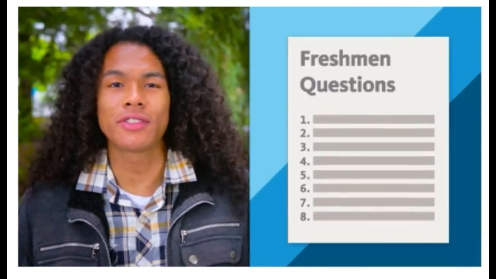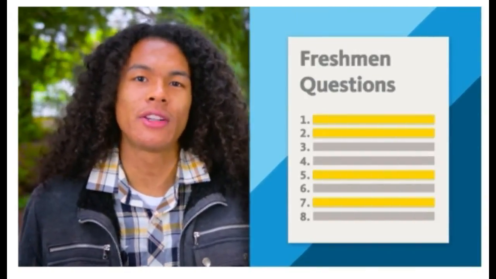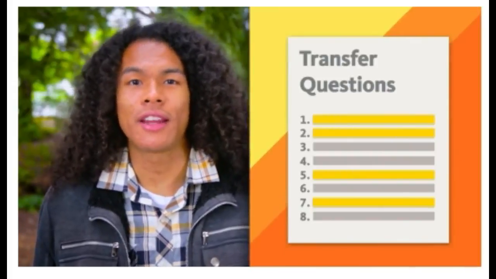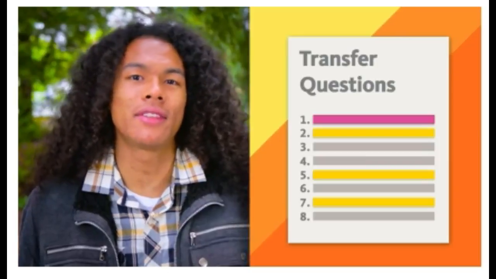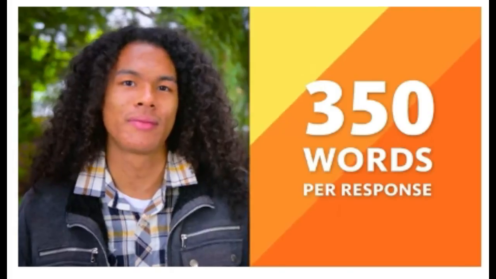So basically you're saying, freshman applicants, you'll have 8 questions to choose from and must answer 4 of them. Transfer applicants, you'll also have to answer 4, but one of them is required and about your major. And last but not least, the maximum amount of words allowed per question is 350 words.